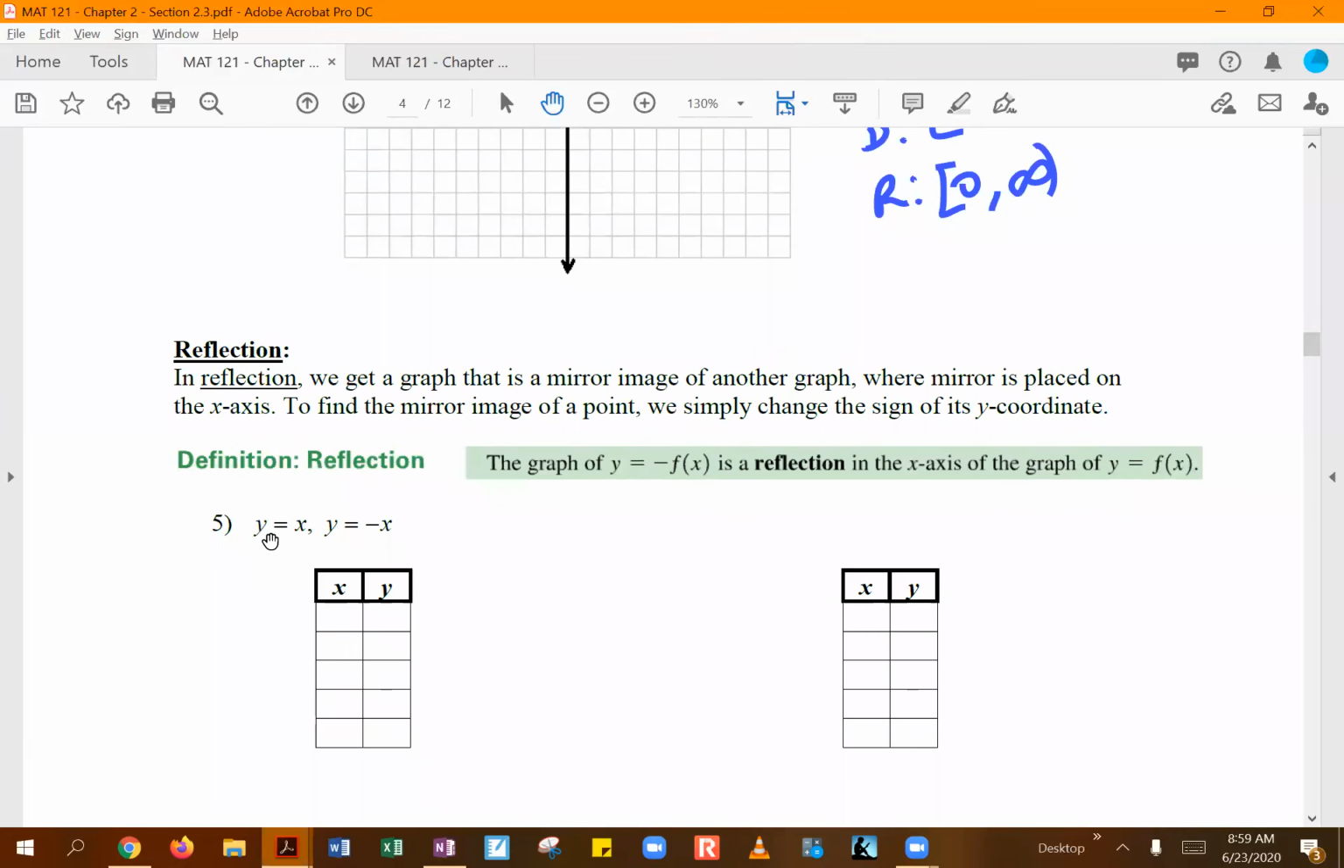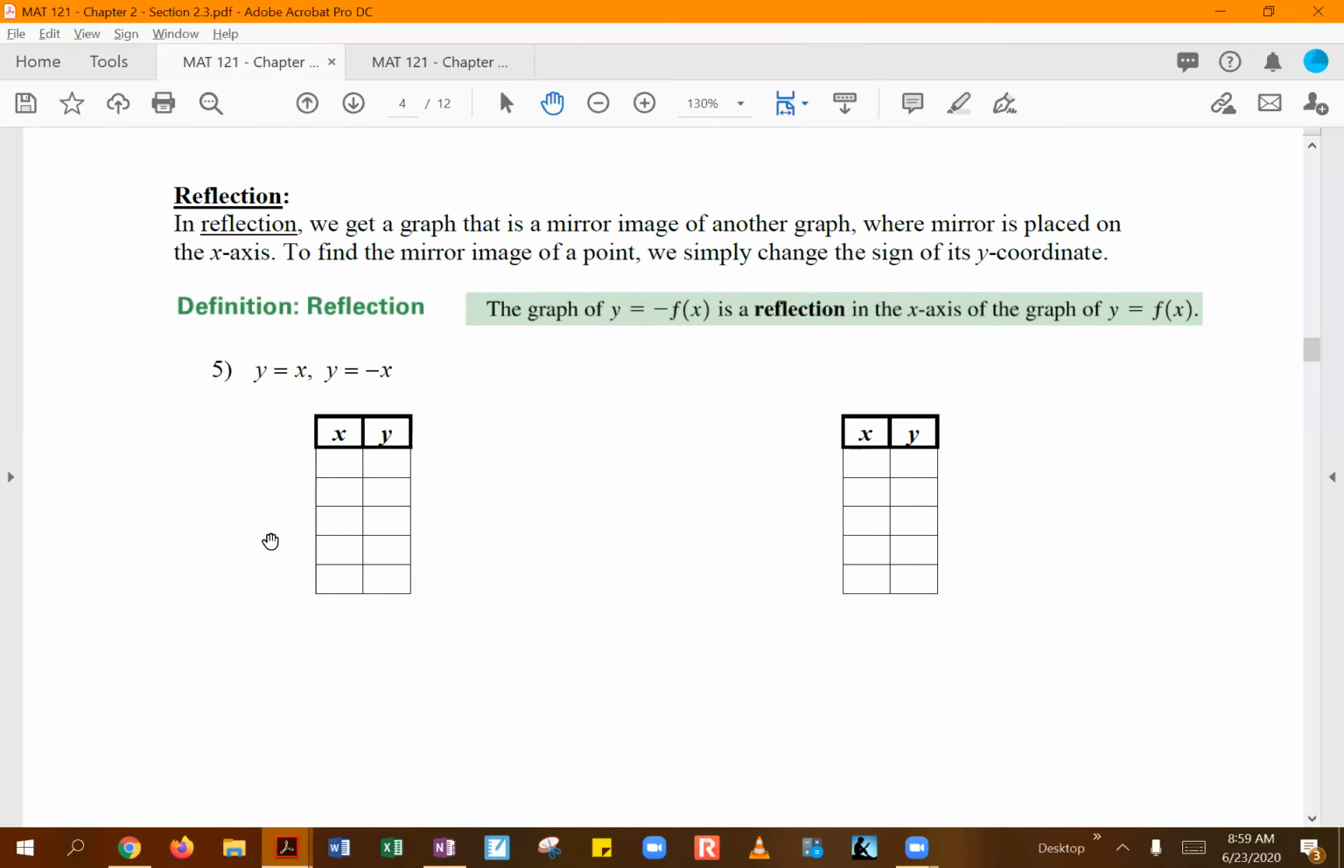So we have looked at vertical translation. We have looked at horizontal translation. And remember, these were all part of those rigid transformations, which means the shape of our graph did not change. It just got moved around, up or down, right and left. Now, another rigid transformation we have is reflections.